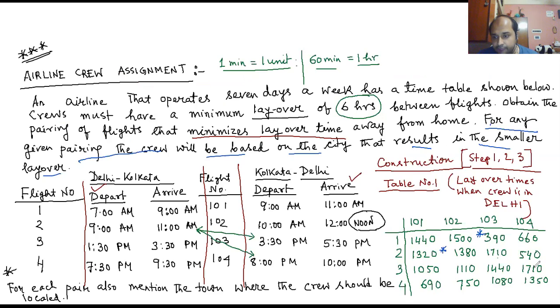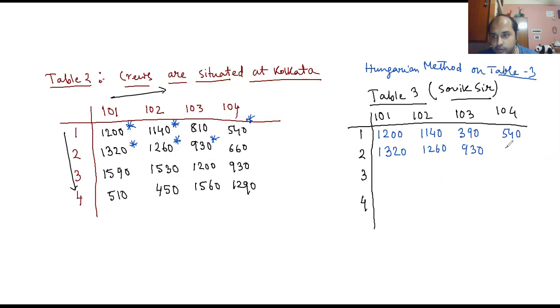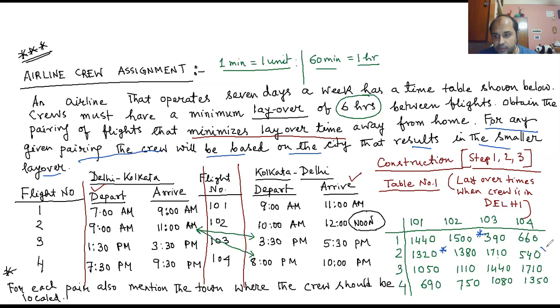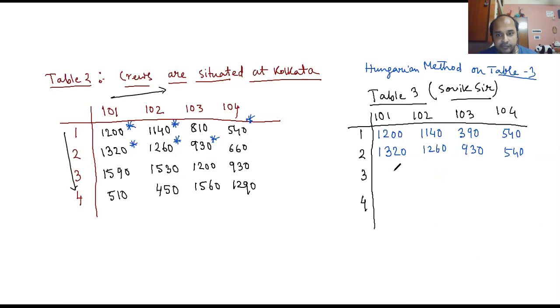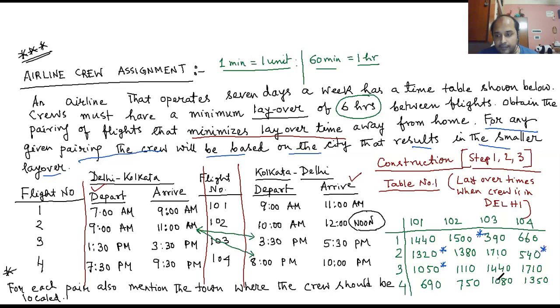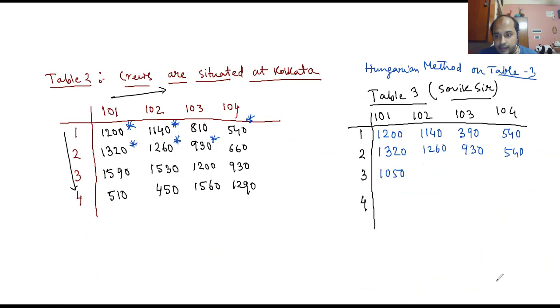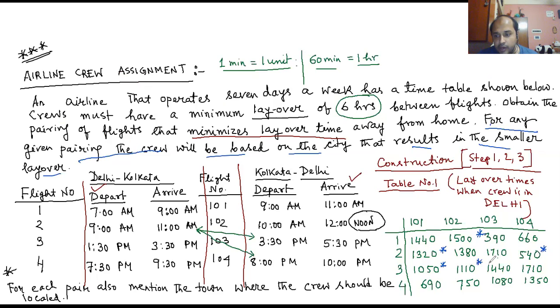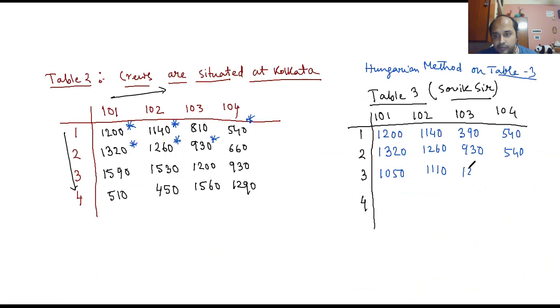Then 540 and 660. We're going to write 540 and put a star mark like this. 1050 and 1590. We are going to put 1050 and star mark over there. Then 1530 and 1110. We are going to write 1110 and put star mark over there. 1440 and 1200. We are going to put 1200 and star mark over there. 930 and 1700. We are going to put 930 and put a star mark over there.